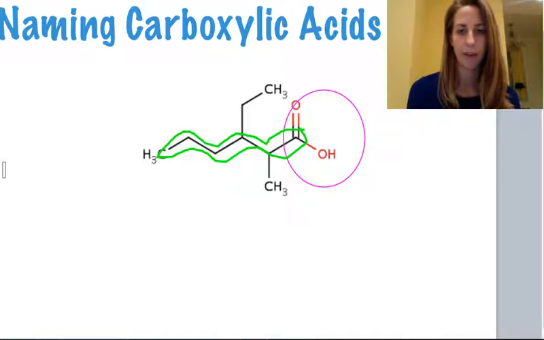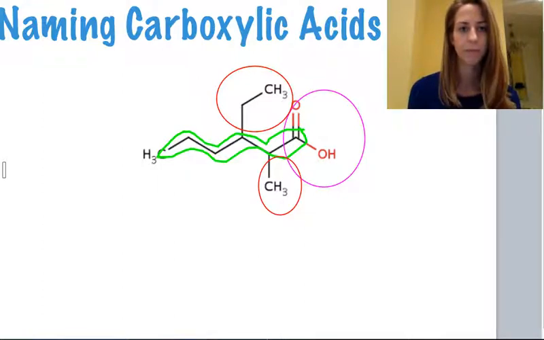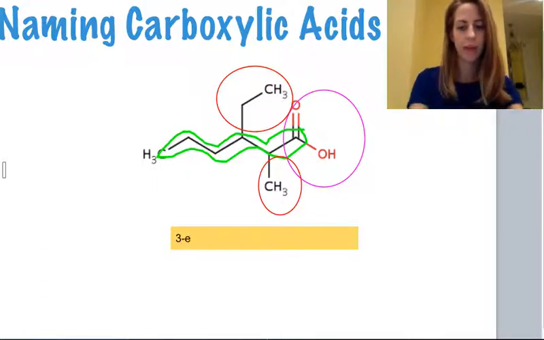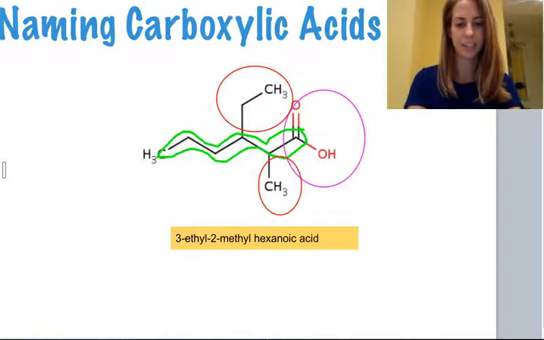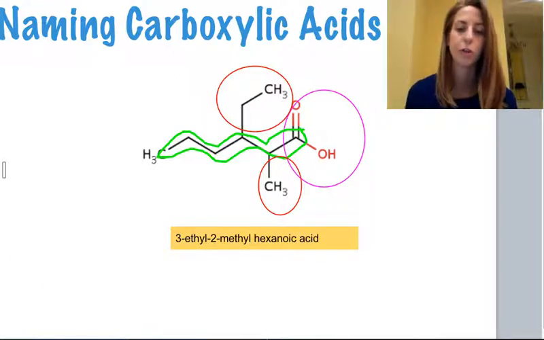We have our ethyl group right there on carbon 3, and we have a methyl group on carbon 2. This means when we name it, it will be 3-ethyl-2-methylhexanoic acid. Remember to put your ethyl before your methyl, as it is in alphabetical order. 2, 3, 4, 6. Yes, just checking it's correct.